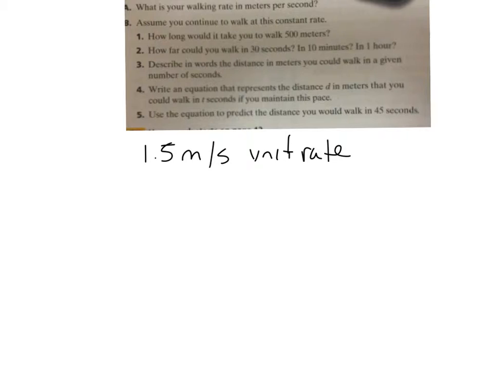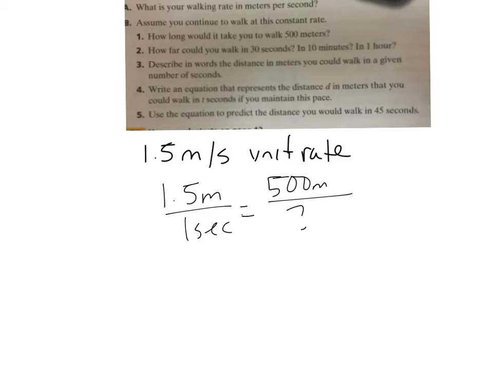All right, so number one says, how long would it take you to walk 500 meters? So basically, the first thing you could do is just set up a proportion. So if I knew it was 1.5 meters per 1 second, and I wanted to know if it were 500 meters, what is the seconds? So how would I find that out?